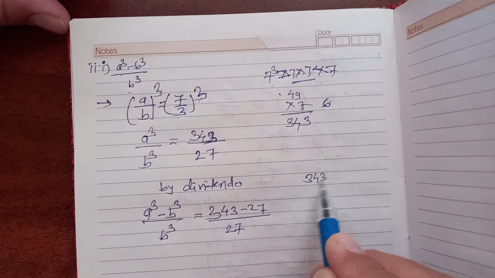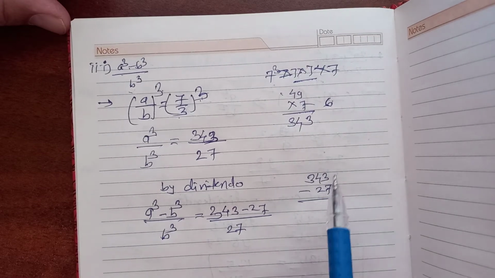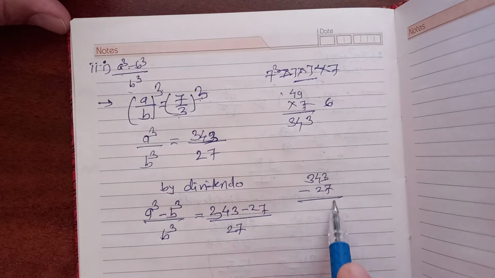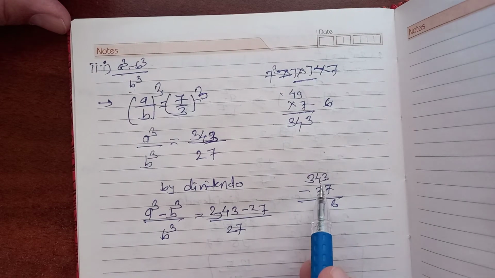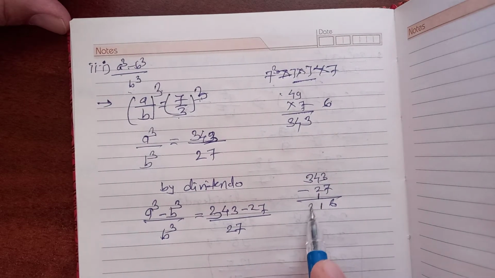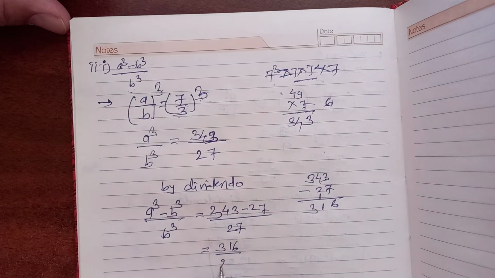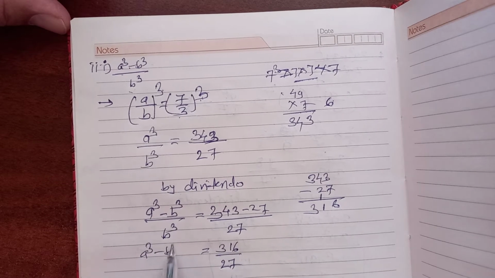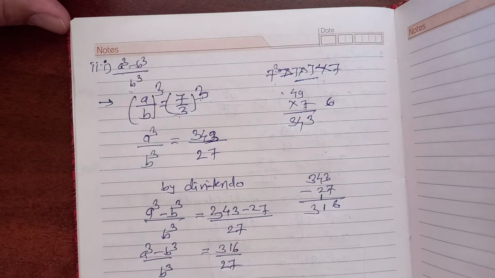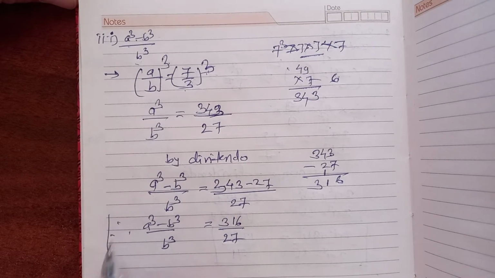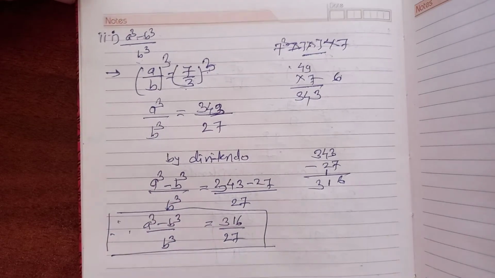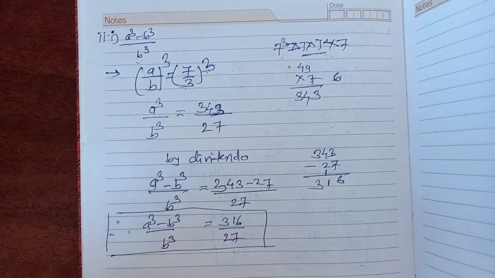So here 343 minus 27. 13 minus 7 is 6. Carry one here. 4 minus 3, 1. 3. So it is 316 upon 27. Can we convert it into simplest form? If conversion is possible, convert. Otherwise, keep this one as it is. So this is the value of a cube minus b cube upon b cube, equal to 316 upon 27. Like this, so many examples are there.